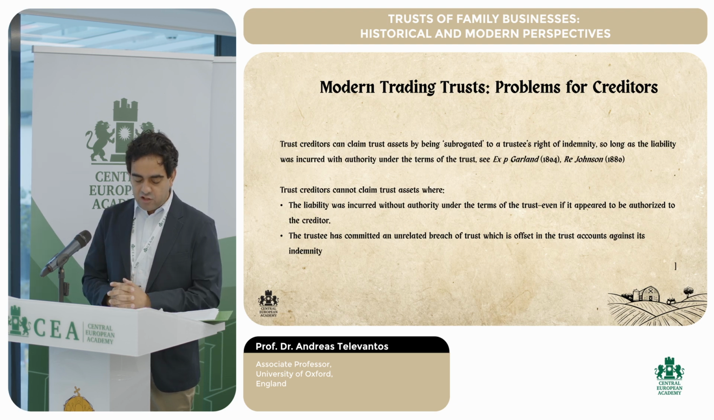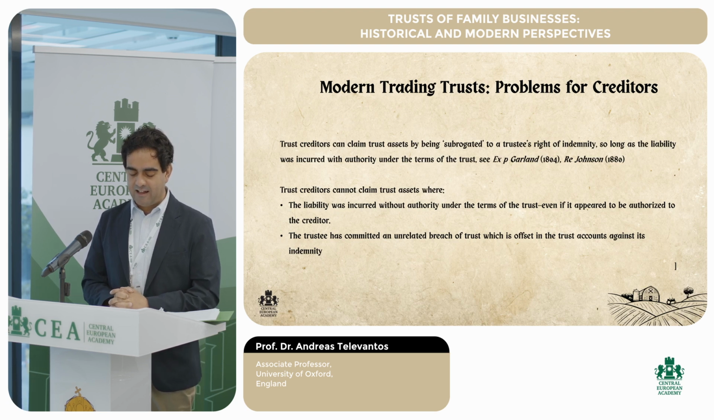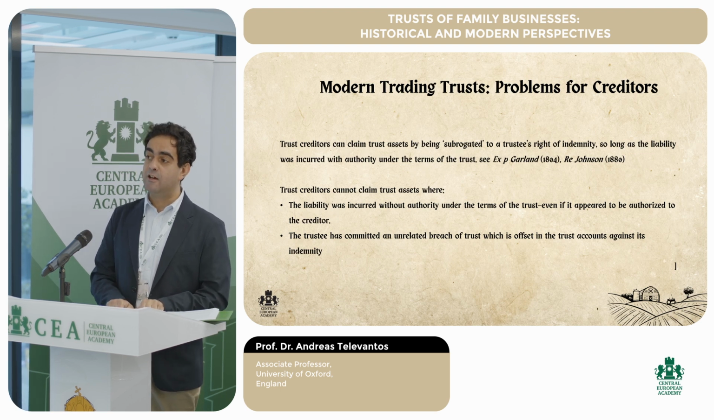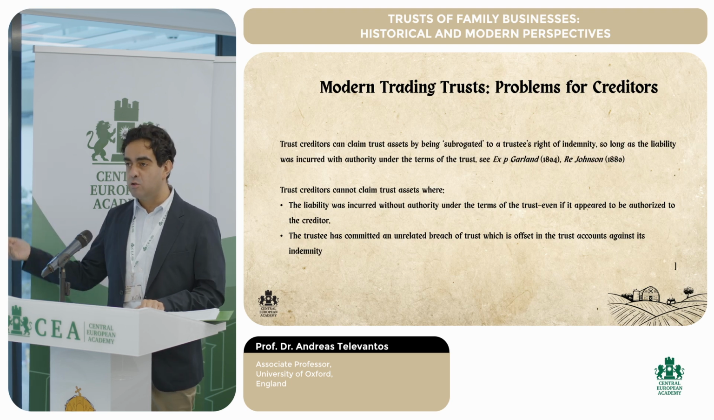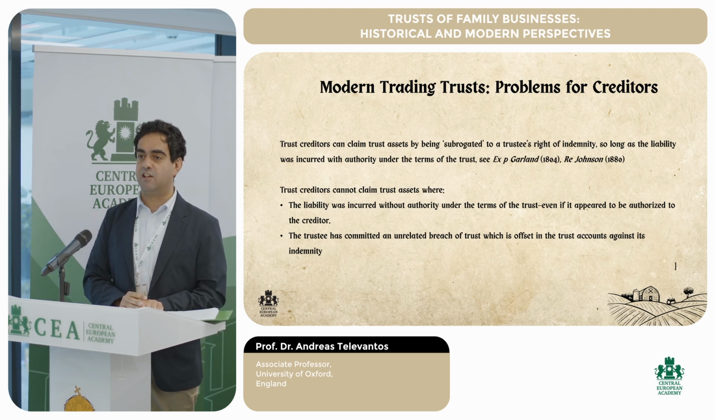First, trust creditors cannot claim trust assets where the liability was incurred without authority under the terms of the trust, even if the trustee appeared to have authority to enter into the transaction. So if the terms of the trust say the trustee is allowed to borrow £1,000 and they borrow £2,000, under no circumstances can the creditor claim more than £1,000 from the trust assets.